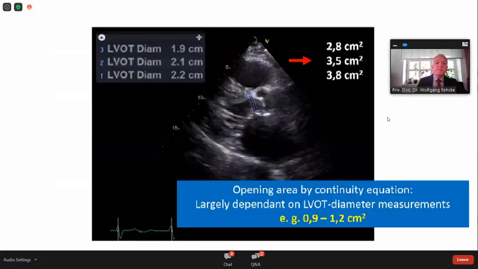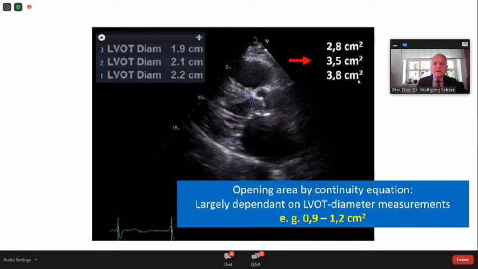One thing which is really important is the left ventricular outflow determination. If you are aware that half of the diameter will be squared for the calculation of the area, you can imagine that these measurements that we normally do in our routine work, between 1.9 and 2.2 centimeters in this specific patient, will give incredibly high differences in the area calculated. That means that in this specific patient, you can have a severe or a moderately severe aortic valve stenosis.